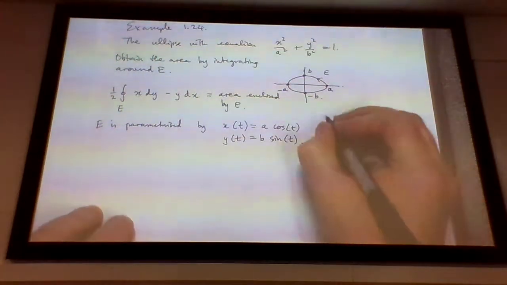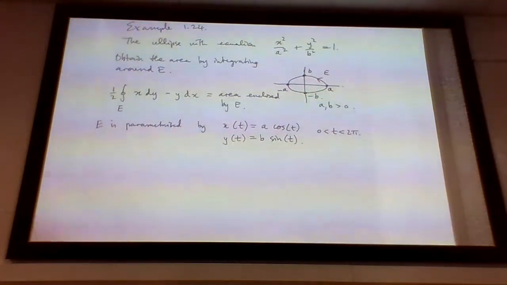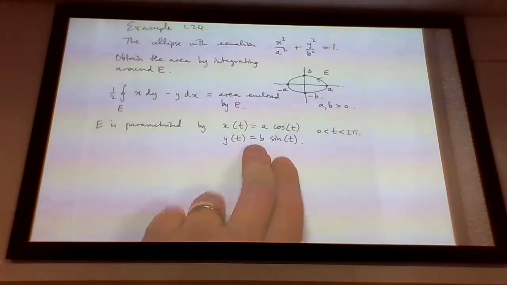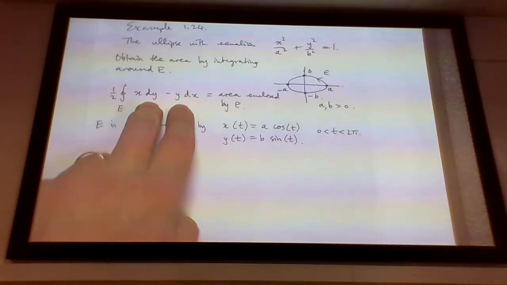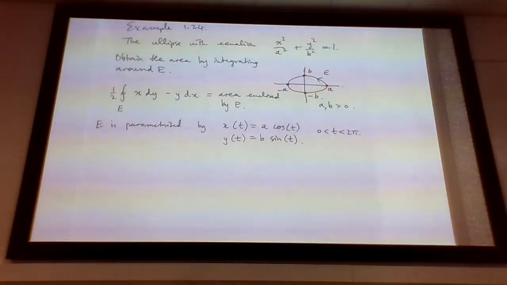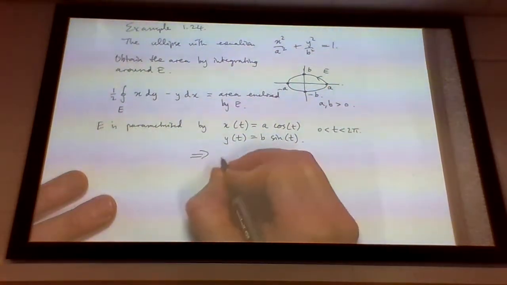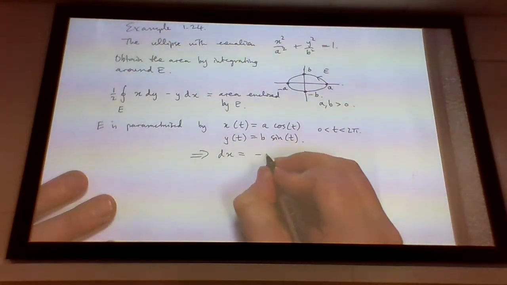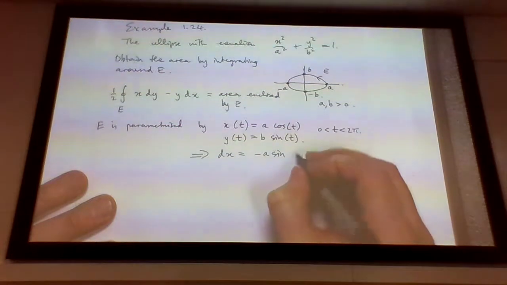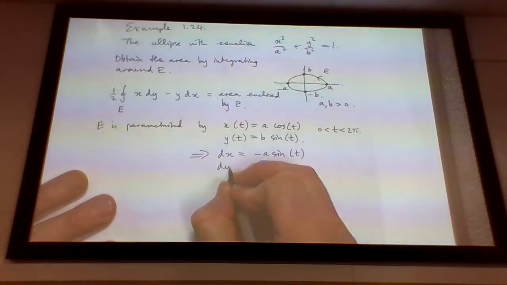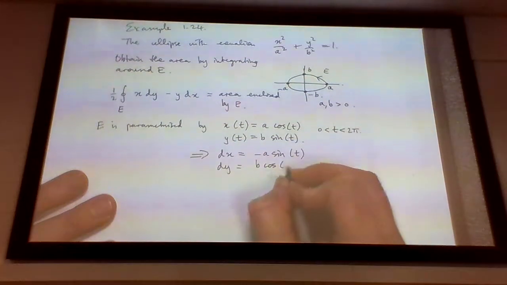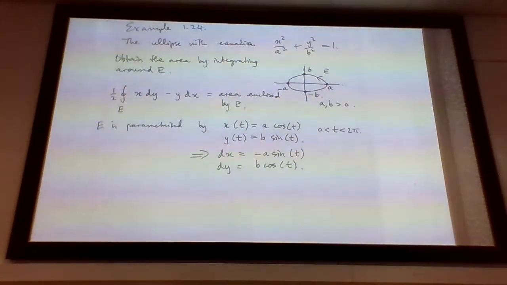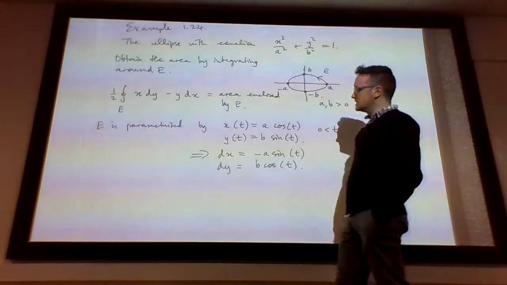Yeah, this is with a and b both positive. But using this parameterization will be what allows us to actually evaluate this integral, because then we can translate it into an integral just involving t. So with this parameterization, the differentials will be, well, dx will be minus a times the sine of t, and dy will be b times the cosine of t. Okay, so we can get the associated differentials, dx and dy.